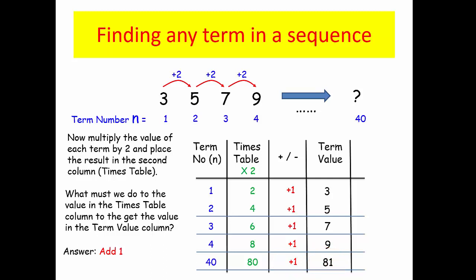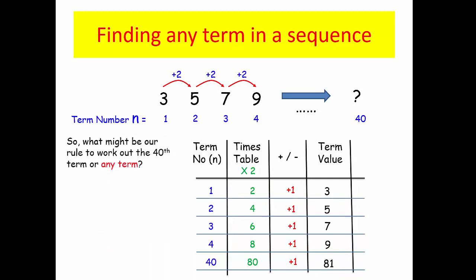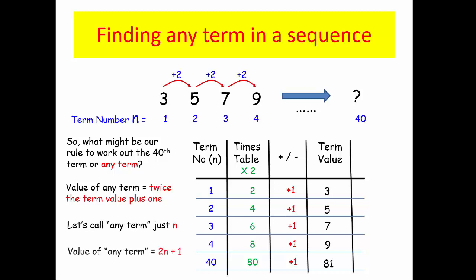So now we can ask ourselves the question, what might be our rule to work out the 40th term or any term? The value of any term seems to be twice the term value plus 1. So let's call our any term just n, and the value of any term is going to be twice the value of the term plus 1.